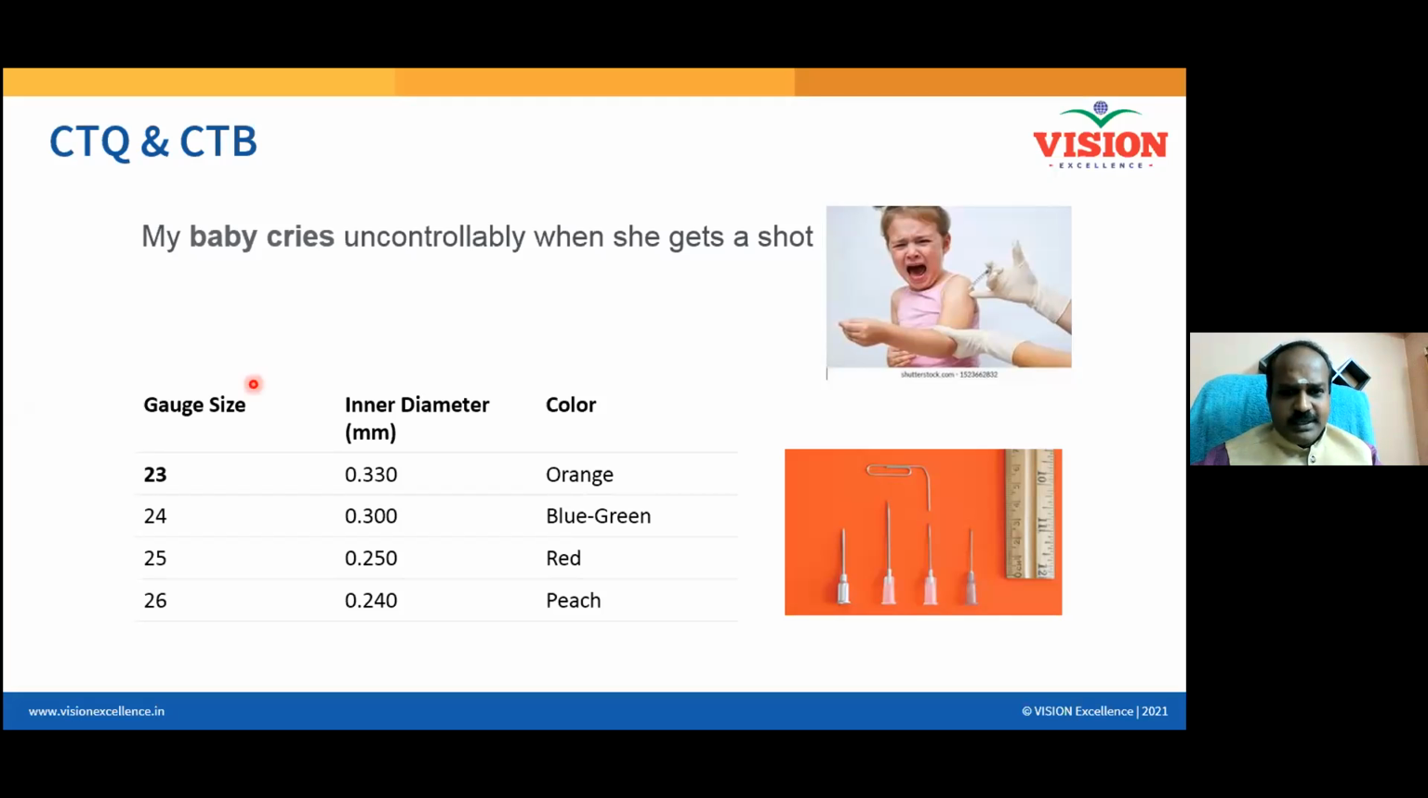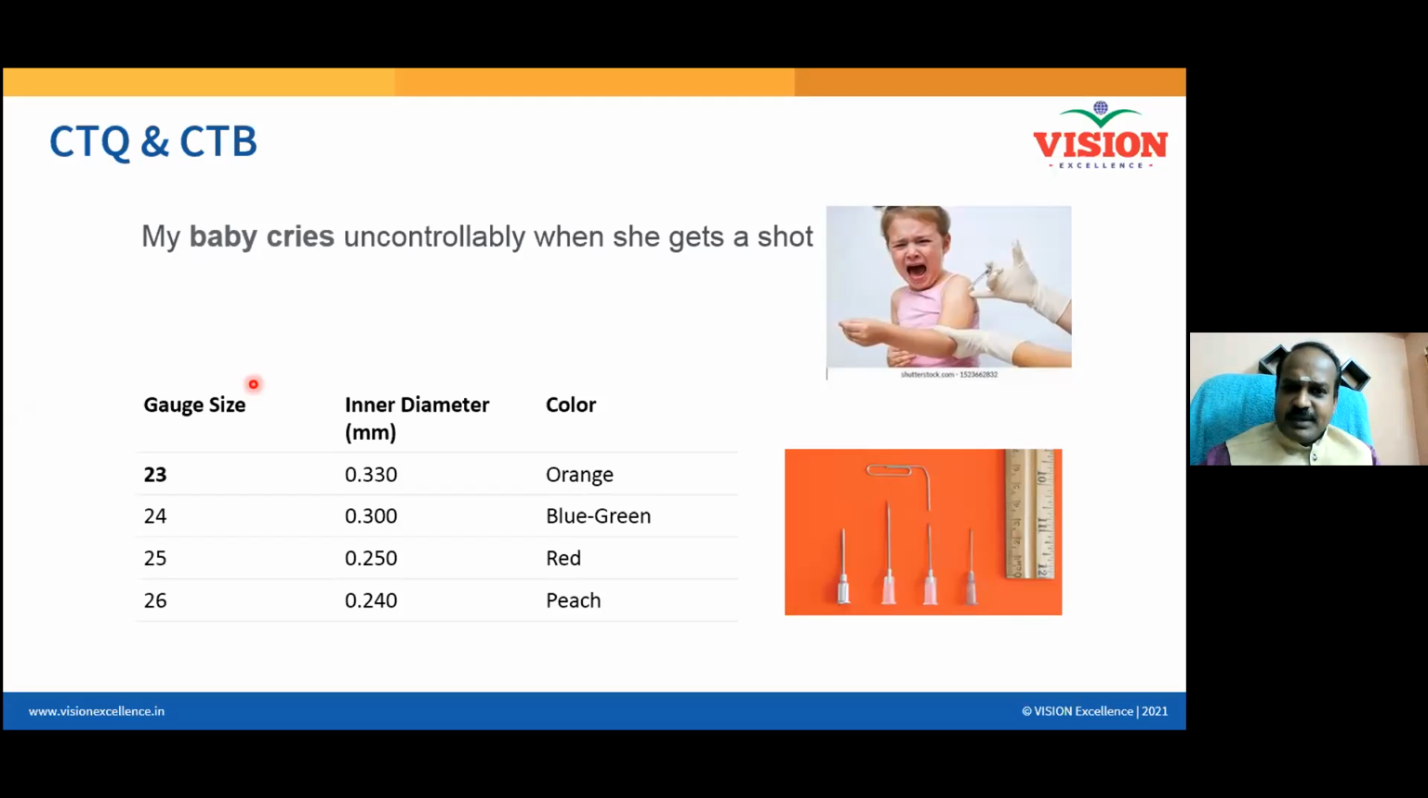So the outer diameter of the needle is the CTQ. If the outer diameter is more, then the child will cry more. If the outer diameter is less, then pain will be less. The child may not cry or can tolerate. So the CTQ here is the outer diameter of the needle.